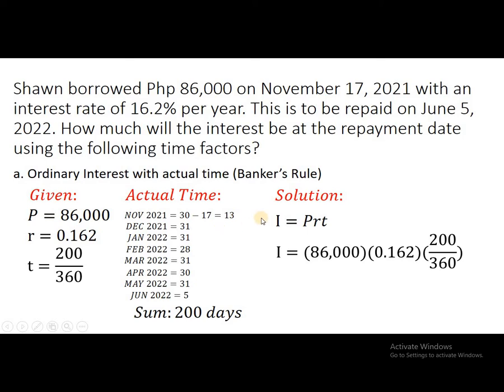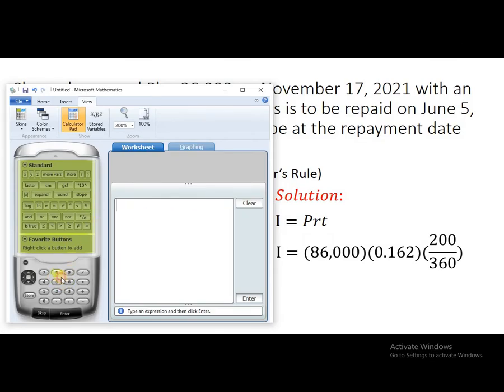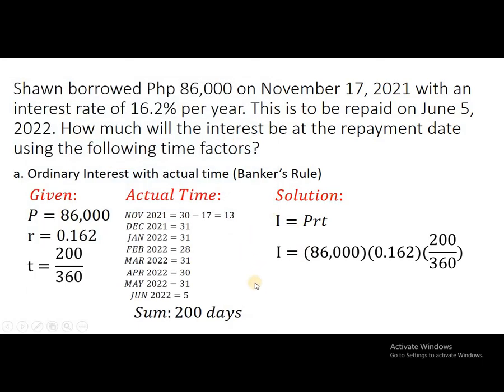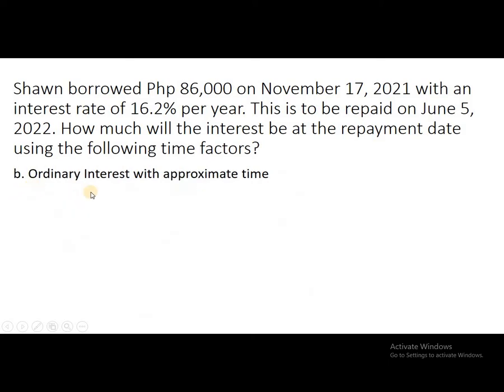With the use of a calculator, we can compute that by pressing these values. So we have 86,000 multiplied by the decimal 0.162 multiplied by the fraction 200 over 360. Press enter and we have a value of 7,740. So the interest using the banker's rule would be 7,740. Now let's compare this with letter B, ordinary interest with approximate time.